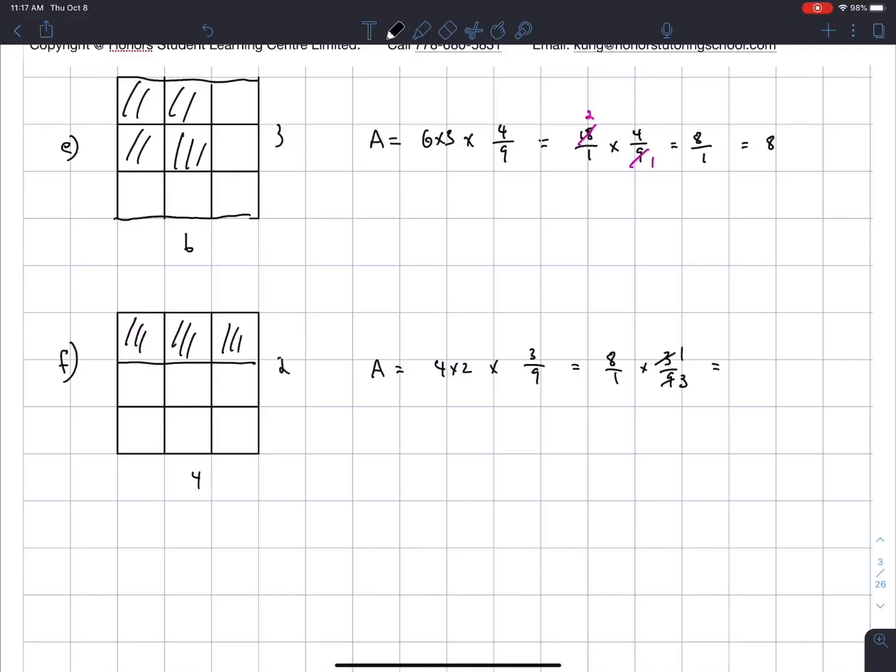Now I can multiply. Numerator, 8 times 1 is 8. Denominator, 1 times 3 is 3. 3 goes into 8 2 times. 3 times 2 is 6. So I should have a remainder of 2 left. So it will be 2 and 2 over 3.